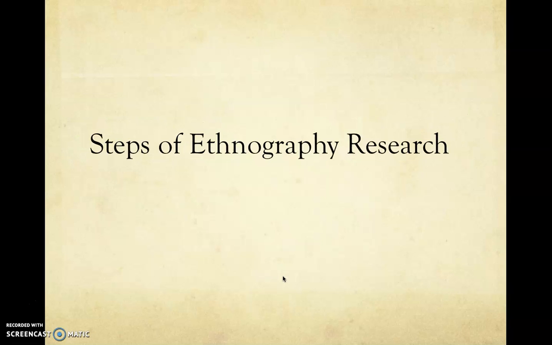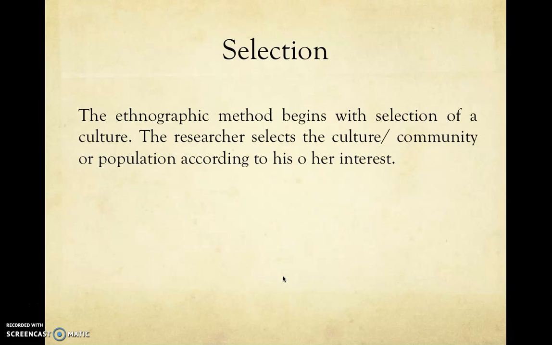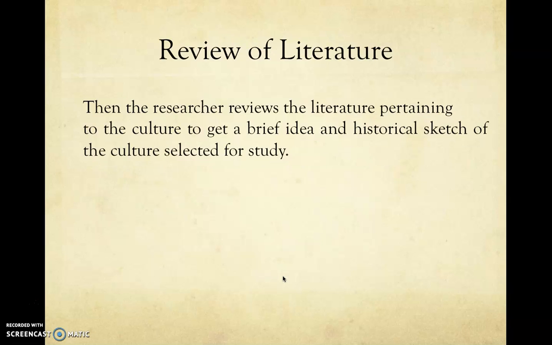Next are the steps of ethnography. As we know, every educational research has varied steps, and the very first step is the selection of the problem. But in ethnographic research, as it is a qualitative research, we first select the community or the culture of the population according to the interest of the researcher. Here the researcher selects the community or the particular culture.